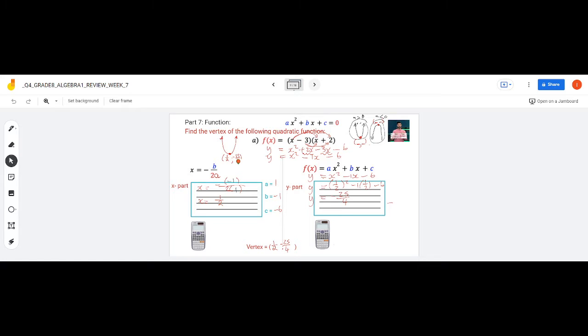So where does the graph turn? The graph basically turns at a half and negative 25 over 4. All right, so now that you get it, let's move a little bit faster.